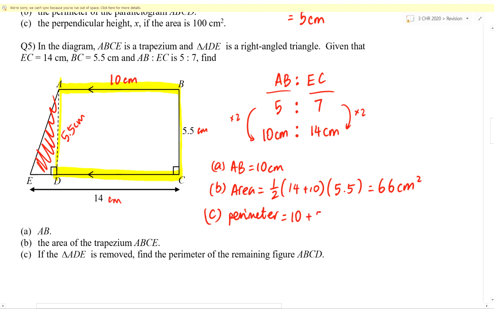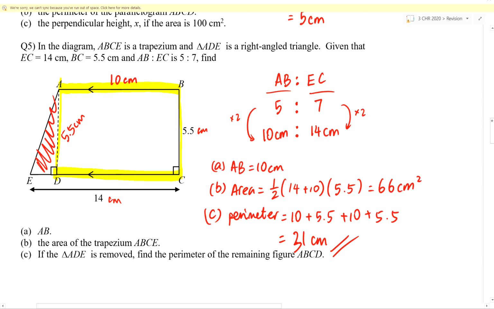Perimeter: 10 plus 5.5 plus 10 plus 5.5 is 31 cm. Quite doable.